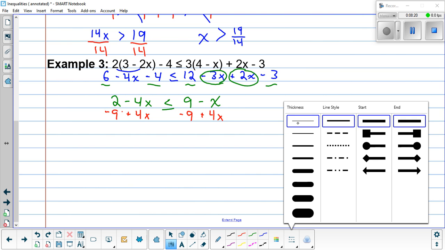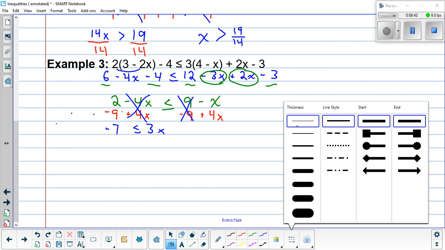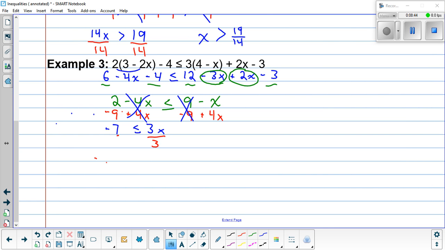So on the left hand side, we can cross out the 4x's. On the right hand side, we can cross out the 9's. So we're left with 2 minus 9, which is negative 7, and that's less than or equal to, well, negative x plus 3x, or 4x, is 3x. So we actually have to do one more step and divide both sides by the coefficient in our numerator.